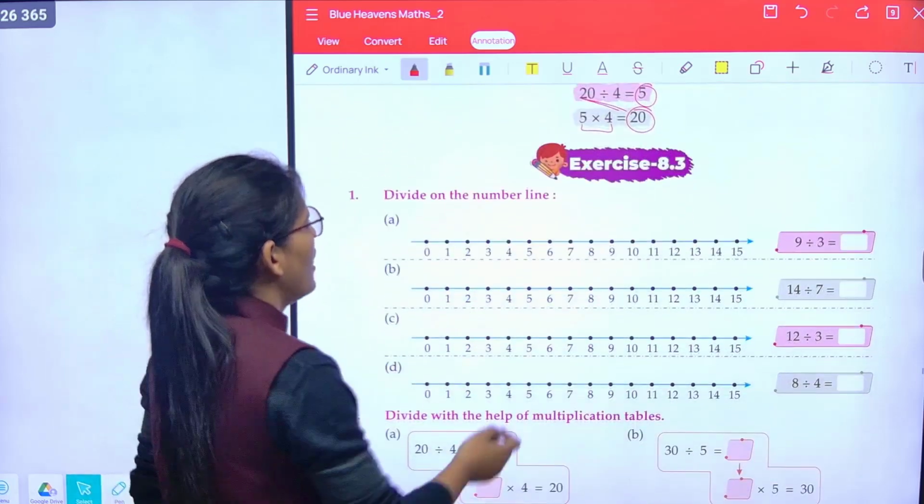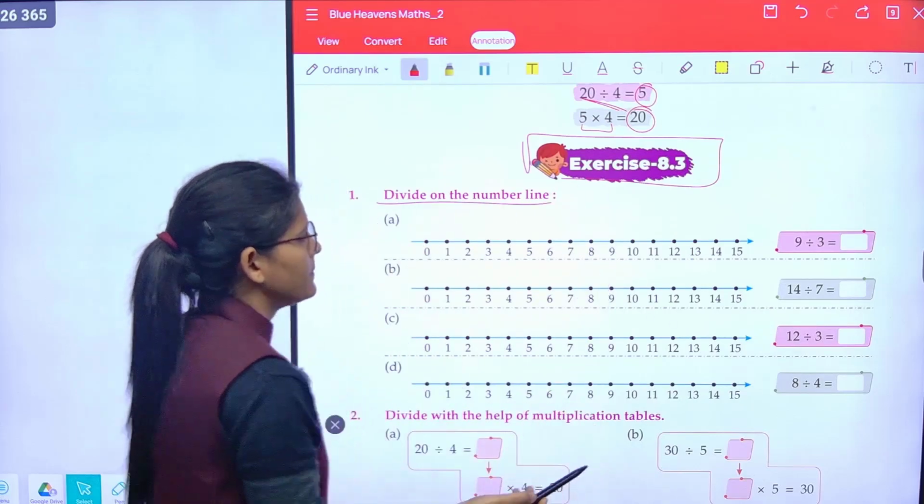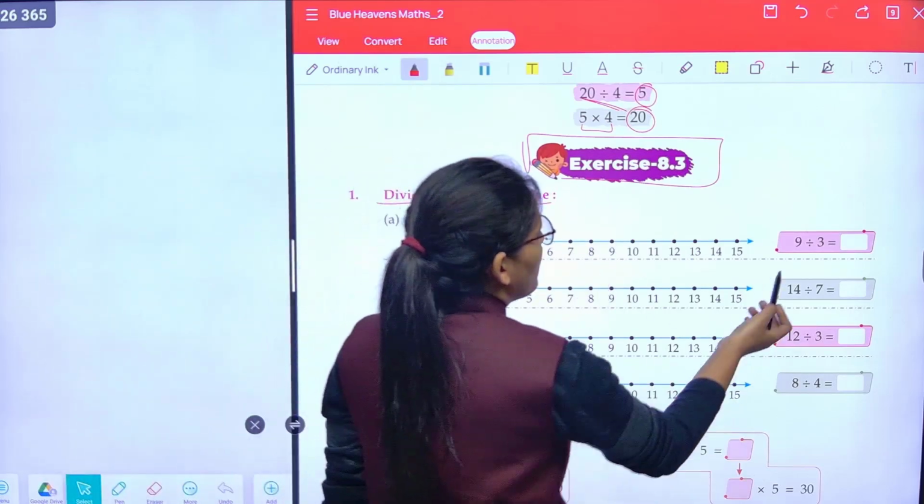See, come to the exercise 8.3. Divide on the number line. Now 9 divided by 3.